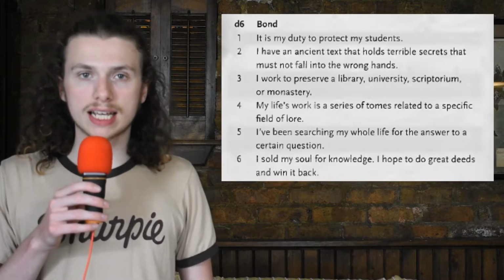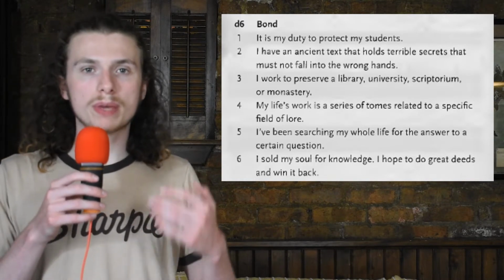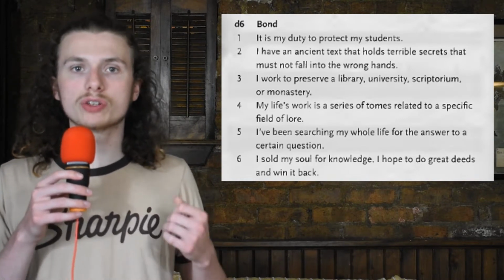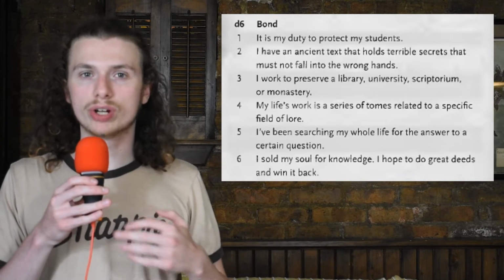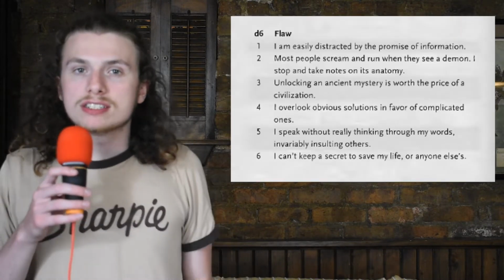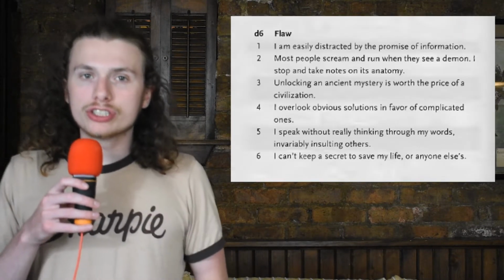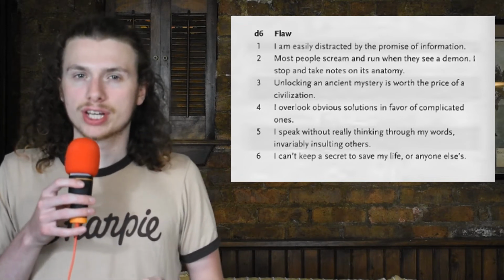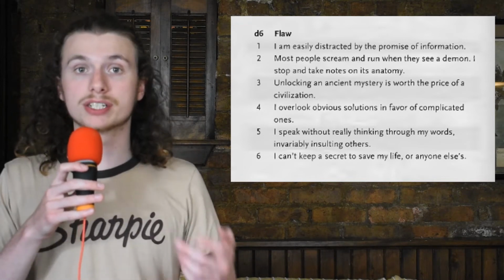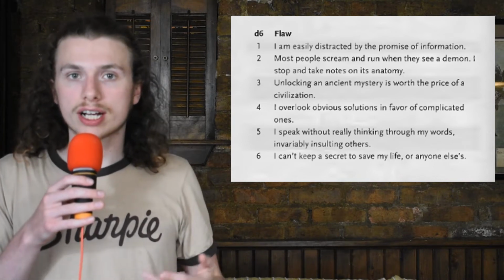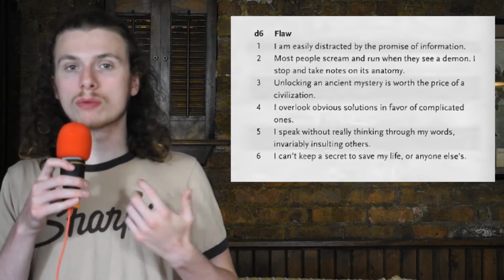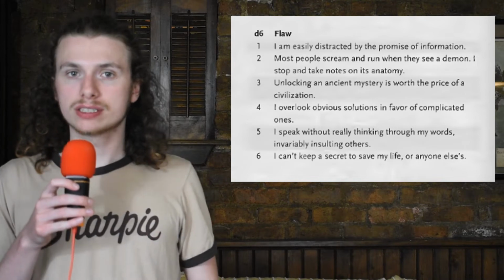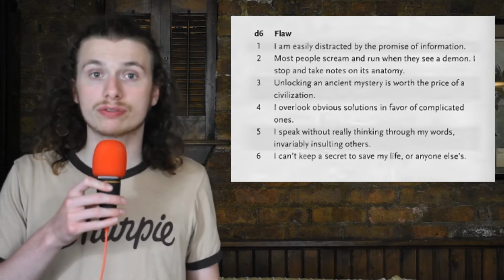A bond is connections to people and organizations and also things that you have done in the past that are really important to you. Now, a flaw is something that could cause you to go against your best interests or complicate the situation that you are in. These things can either make a situation go south or turn a conversation on its head. These things are mostly negative aspects of your character, and that's why they fall under the flaw category.